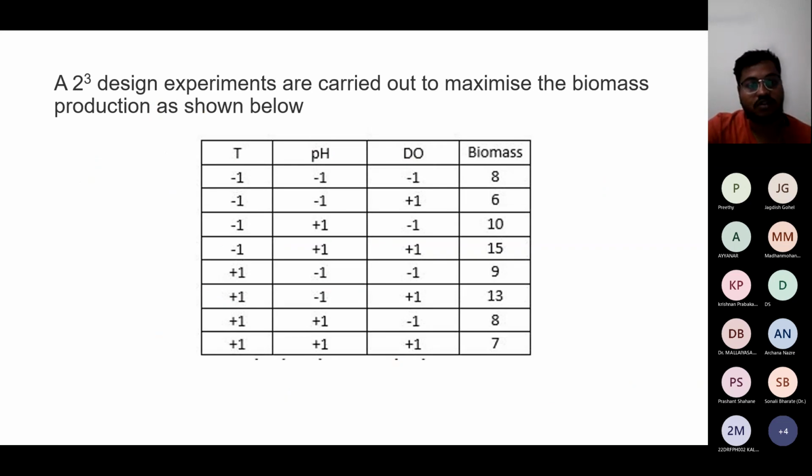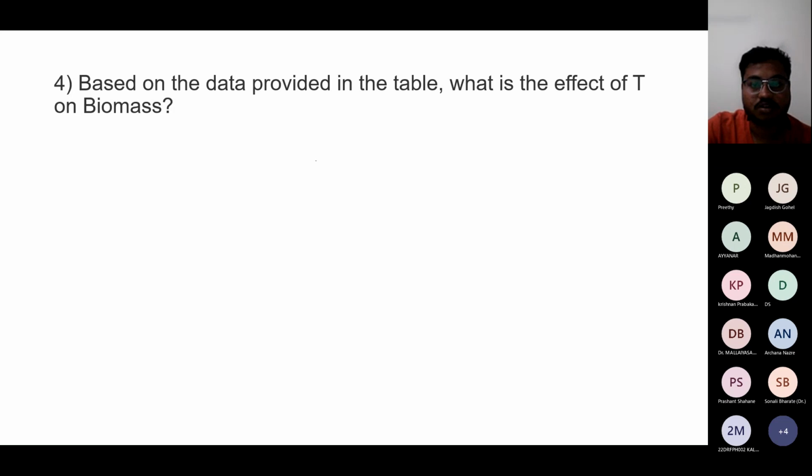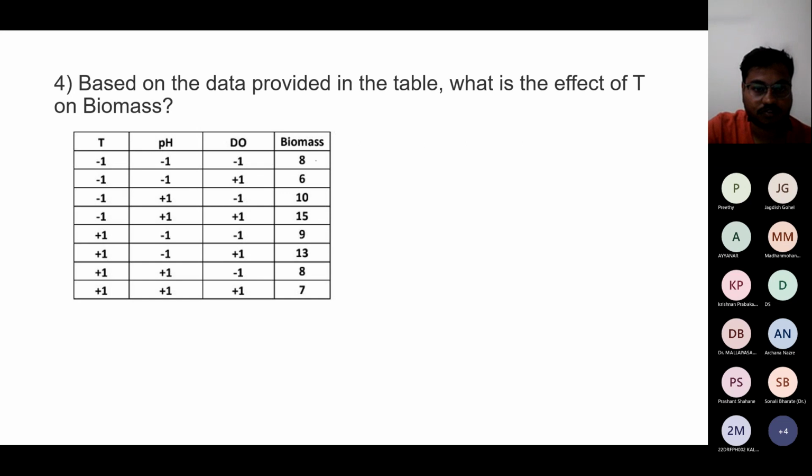So the next set of questions has this table given. 2 to the power 3 design experiments are carried out to maximize the biomass production as shown below. So we have 3 factors, temperature, pH, and dissolved oxygen, and we have the result, that is the biomass. Based on the data provided in the table, what is the effect of temperature on biomass? So first, we need to see where all the temperature values are. Since temperature, pH, and dissolved oxygen each have 2 values, -1 and +1, we'll categorize them together.